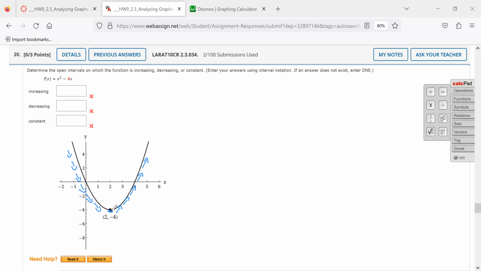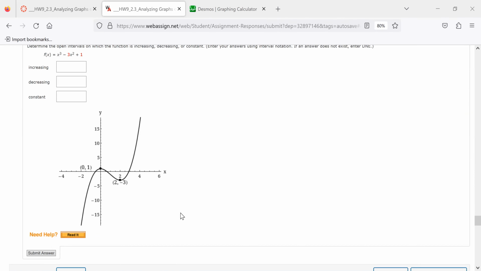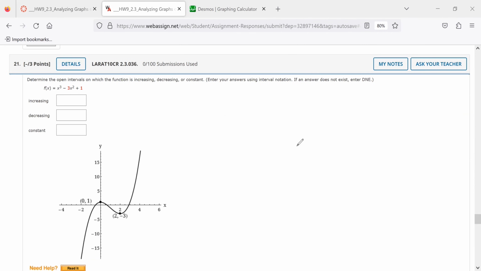So in all the questions, you won't include the points where it changes from increasing to decreasing or whatever. You will only include the ones, you'll put parentheses on them. This one's a little harder. Let's look at it.